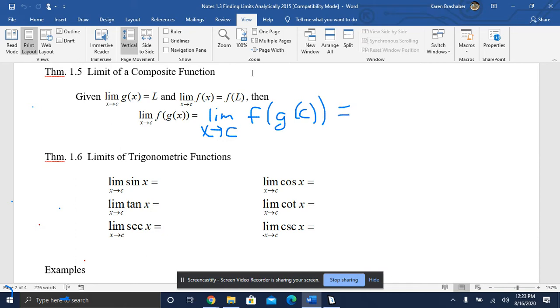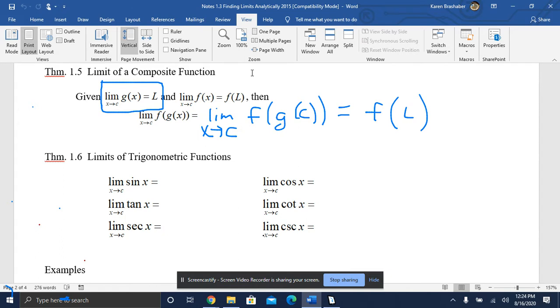And then if we do the limit as x approaches c of f of g of c, if you look here, the limit as x approaches c of g of x is L. And so we would have f of, and then that limit, which is L. So there's the limit of a composite function.